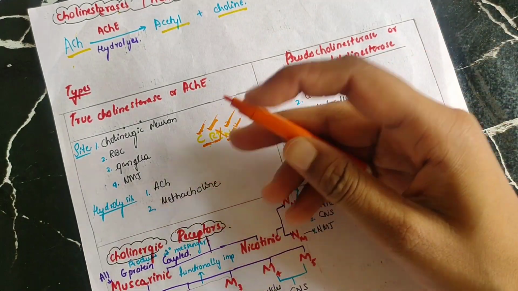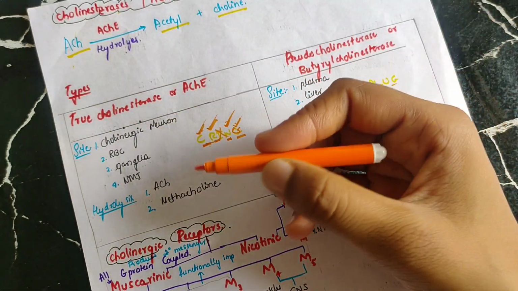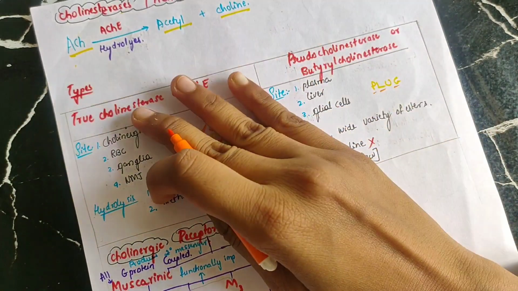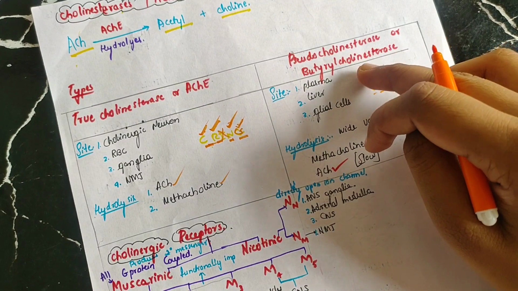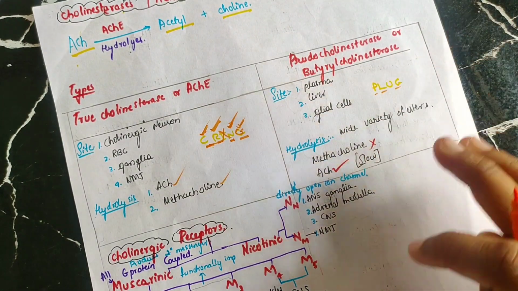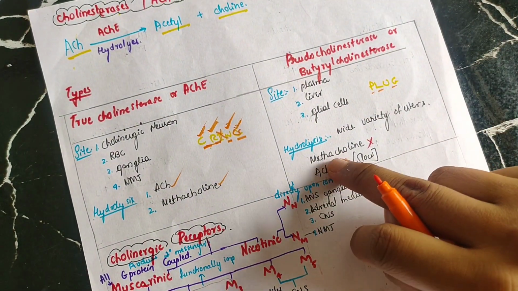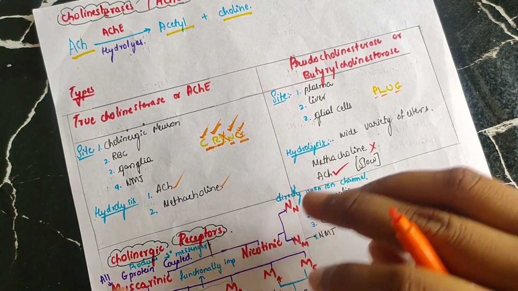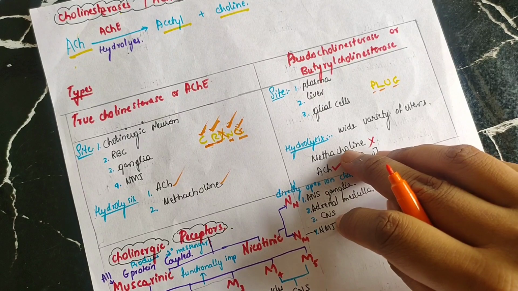The substances hydrolyzed by true cholinesterase are acetylcholine, obviously, and methacholine. Both are hydrolyzed by true cholinesterase. Whereas pseudocholinesterase or butyrylcholinesterase can hydrolyze acetylcholine only very slowly, and it cannot hydrolyze methacholine.